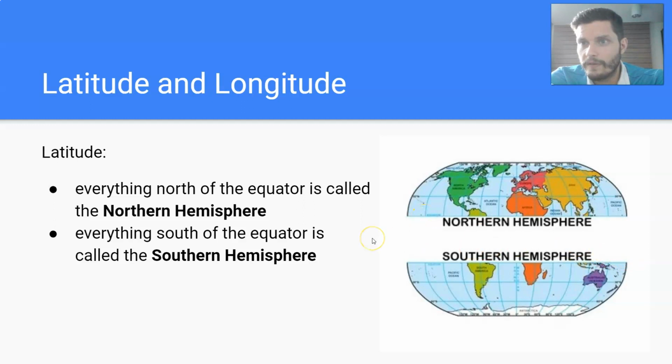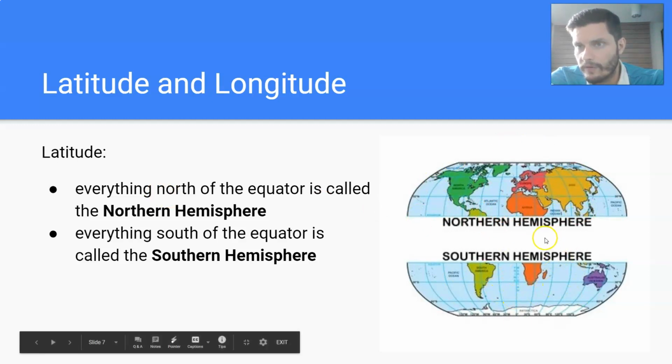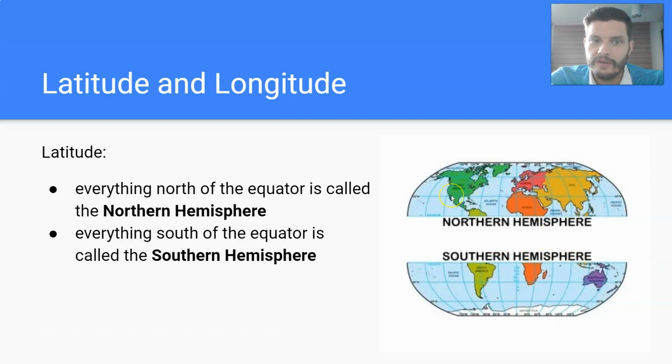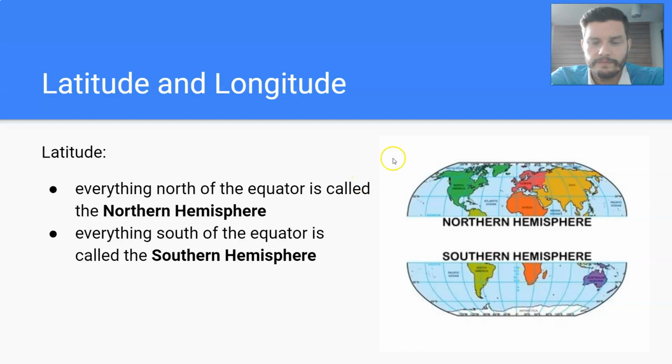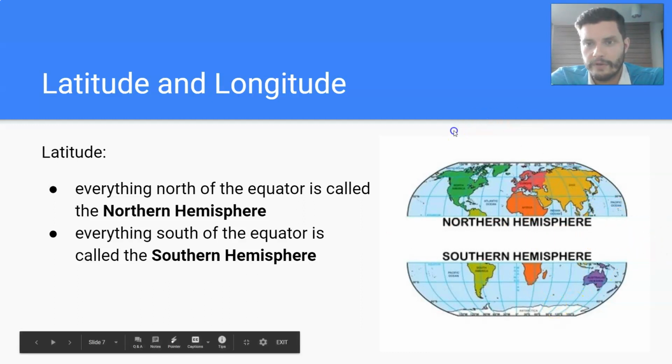Now, the equator separates two halves of the Earth. The northern half we call the northern hemisphere, and the southern half we call the southern hemisphere. And Thailand is located in the northern hemisphere, as is Canada, as is the United States, whereas Brazil, Australia, South Africa, those are located in the southern hemisphere. The equator, which is at 0 degrees latitude, separates the top half of the Earth, called the northern hemisphere, from the bottom half, called the southern hemisphere.